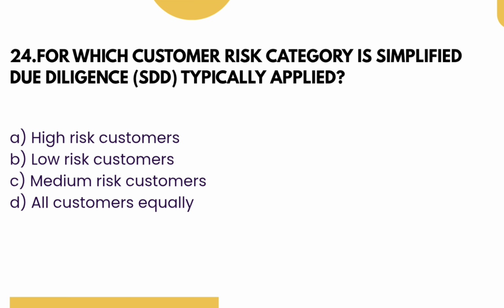Next question. For which customer risk category is simplified due diligence typically applied? For high risk customers, low risk customers, medium risk customers, or all customers are equally categorized? The answer is for low risk customers. So basically there are three types of due diligence: simple due diligence, basic or normal due diligence, and enhanced due diligence. For low risk customers, SDD is applied. For medium risk, basic or normal due diligence, and for high risk customers, the enhanced due diligence is applied.